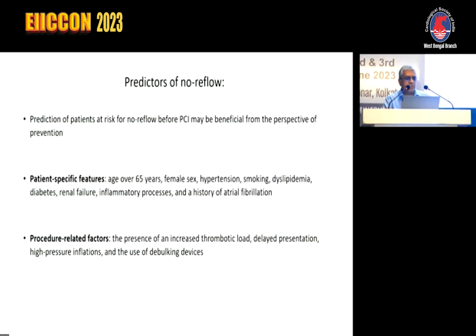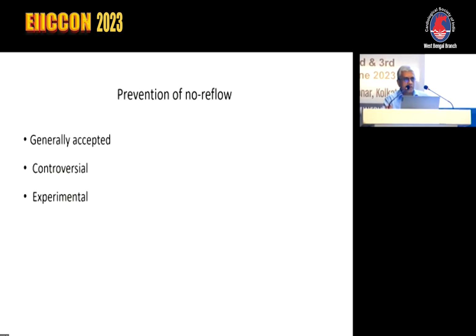Patient-specific features are age over 65, female, hypertension, smoking, dyslipidemia, diabetes, renal failure, rheumatoid arthritis or other inflammatory process, atrial fibrillation. All this would increase the risk. On the other hand, procedure-related factors we know: increase in thrombotic load, delayed presentation, high pressure inflations, use of debulking devices, that would increase the chances of no reflow.